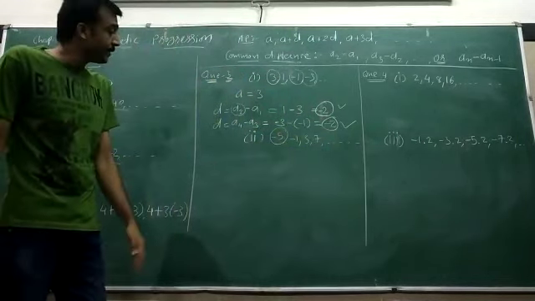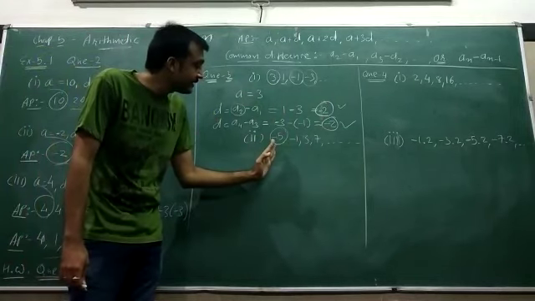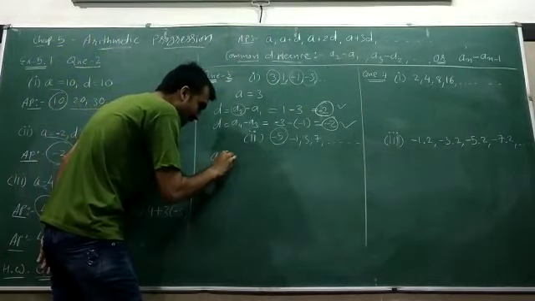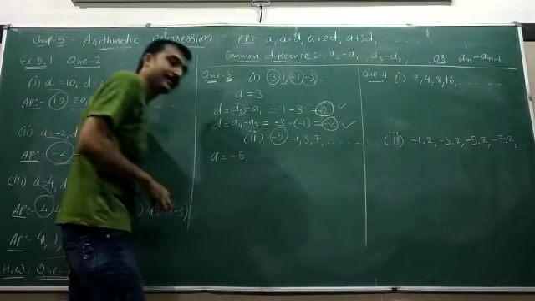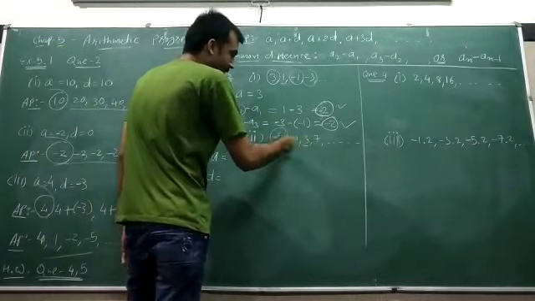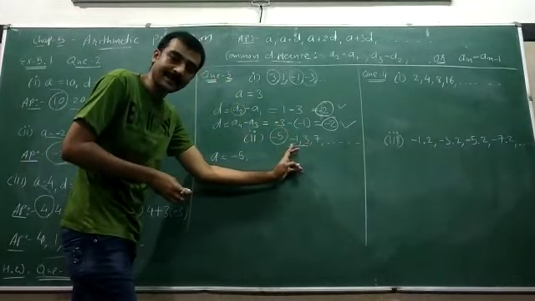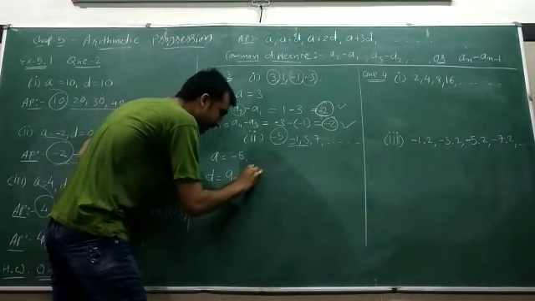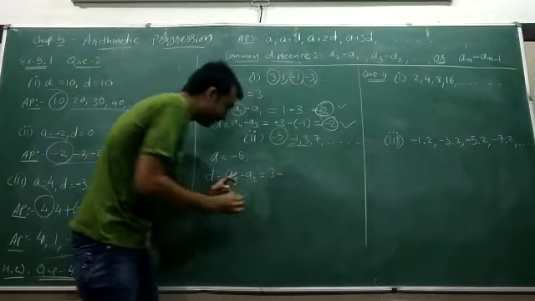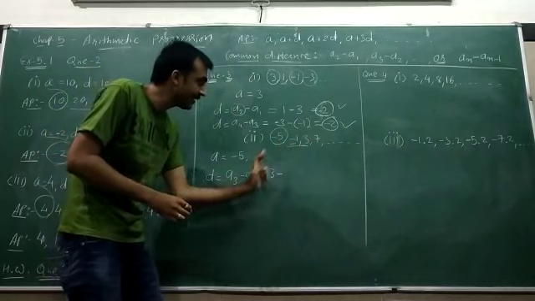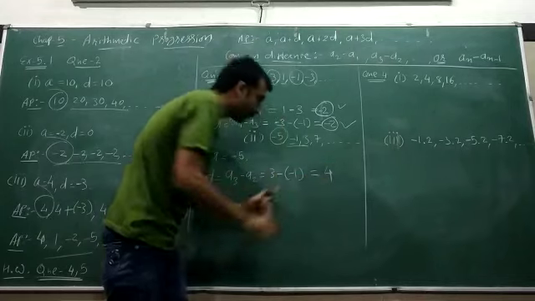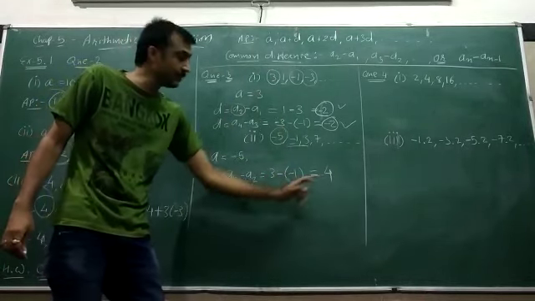Now let's see another example, that is the second question, in which the AP is given as -5, -1, 3, 7 and so on. So let us write the first term, that will be -5. Let's find out the common difference. D is equal to A3 minus A2, the third term minus the second term. The second term is -1, so 3 minus (-1) is equal to 3 plus 1, which is equal to 4.